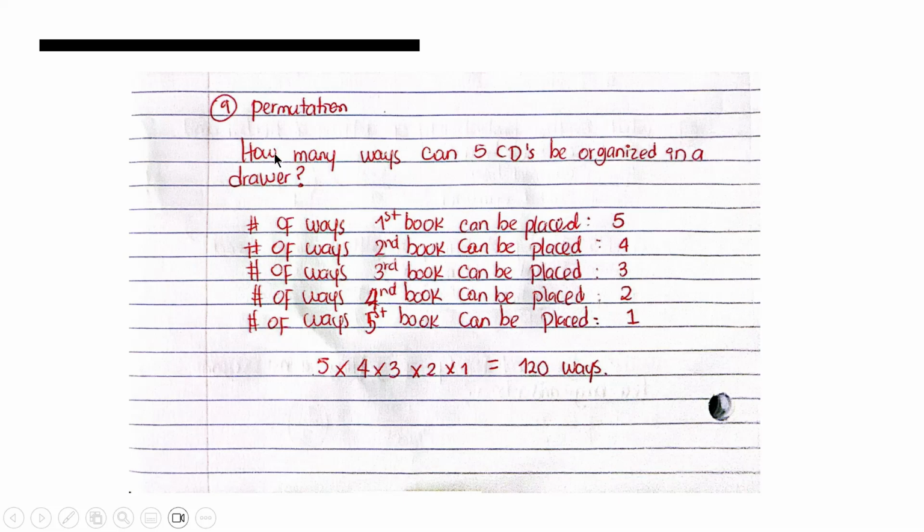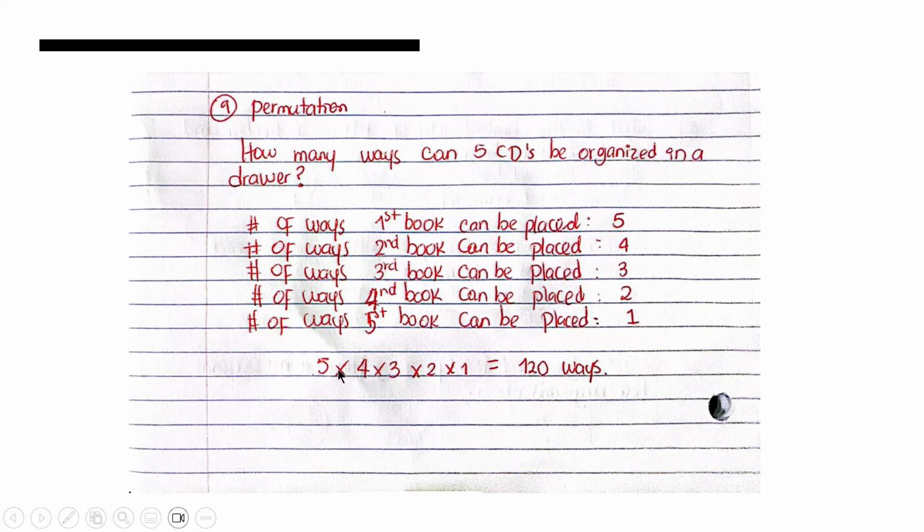Permutation. How many ways can 5 CDs be organized in a drawer? So what I have in here is the following. The number of ways the first book can be placed is 5, right? Because there's no book there. Now the number of ways the second book can be placed will be 4 because there's already 1 there. The third book has 3 ways to be placed. The number of ways the fourth book can be placed is 2, right? And the number of ways the fifth book can be placed will be only 1 because the other 4 books are already placed. So there's only 1 space for it.